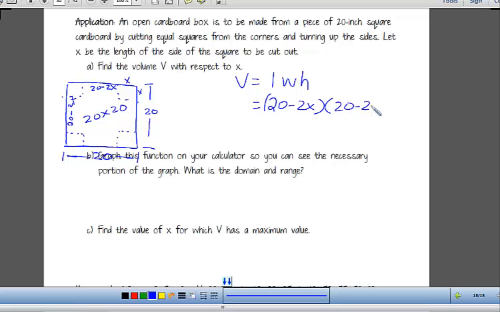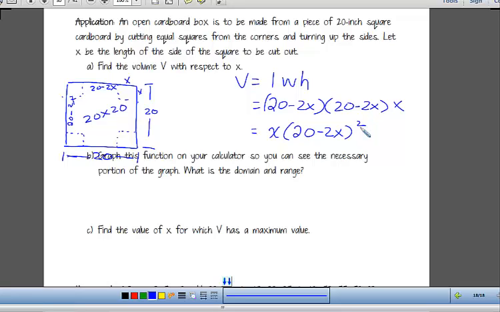What's the height of my box? X. Very good. Does everybody see that? We took the chunk of X out. And then when I fold it up, this thing has to have a height of X. So this is my expression for volume. Okay, X times (20 minus 2X) squared.